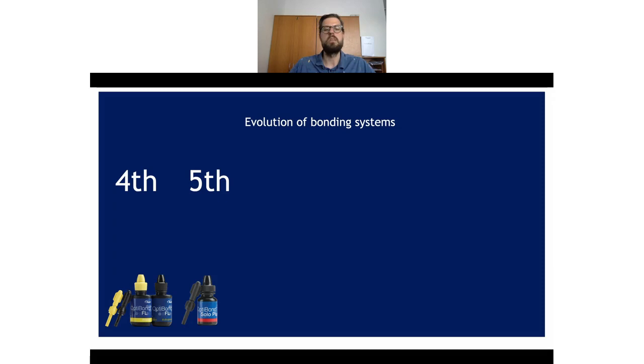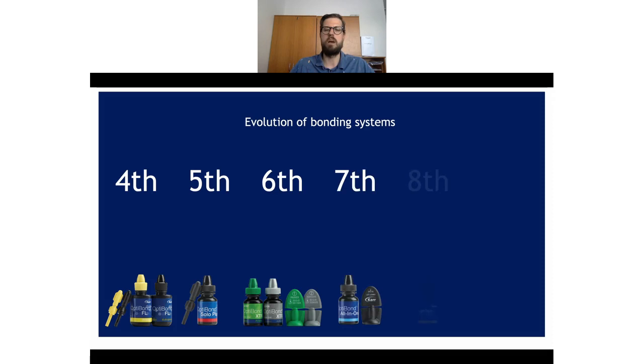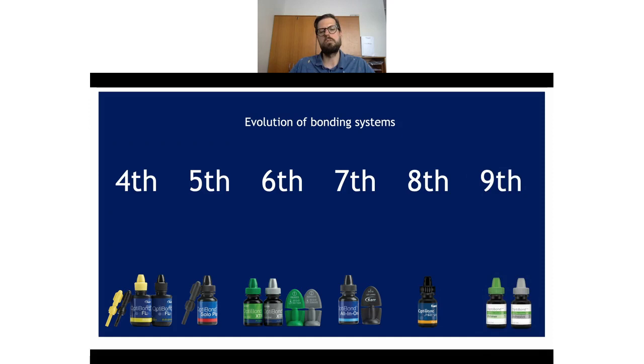Then came the other generations, where only one bottle was used, or two bottles, but now we have the eighth and the ninth generation. And it is not only about bonding the restoration to the dentin or the enamel. Now this new generation of bonds, for example the Optibond Extra Universal or the Optibond Universal, these bonding systems are also used in prosthetics.